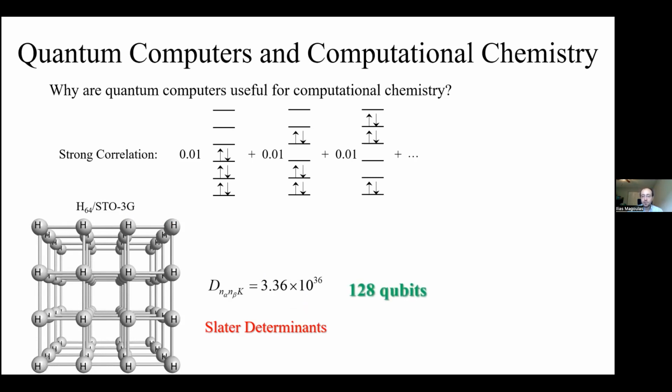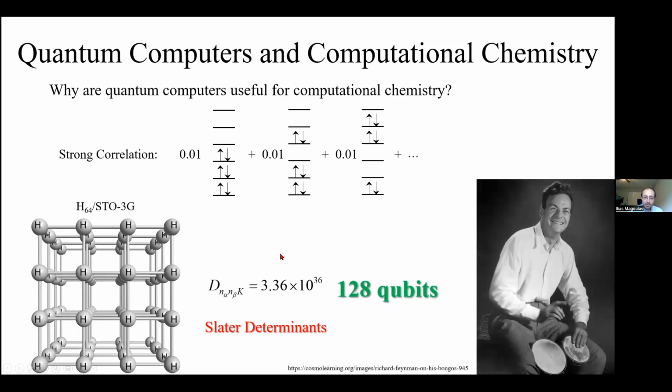However, if we were able to use a perfect quantum computer, we would only need 128 qubits. And 128 is equal to the number of spin orbitals in our system. And this makes Feynman happy.